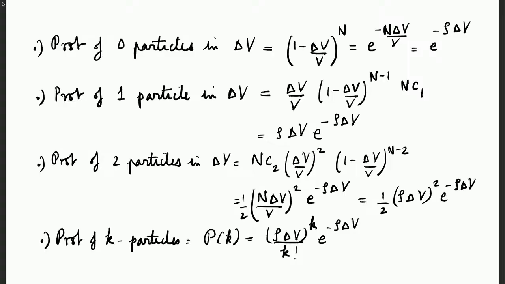Now once you do this much calculation, you can write down the probability of k particles, and it turns out to be this answer: (rho delta v)^k by k factorial, e to the power minus rho delta v. If some derivation is not clear, I can just do it right on the board. So this is the answer in the limit delta v by v is small and k is finite, 1, 2, 3. Is it okay? This is valid for k equal to 0, 1, 2, 3 up to infinity.